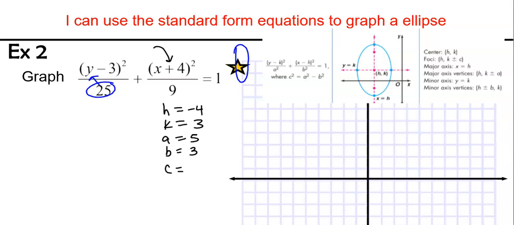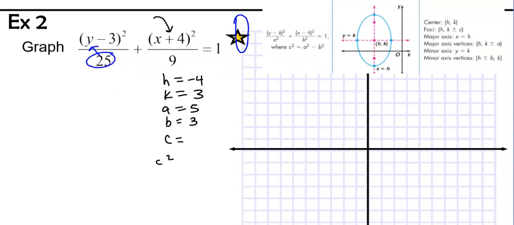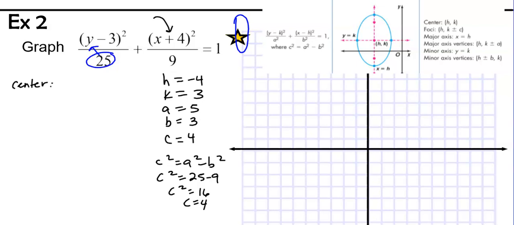And then C, we have a little bit of work to do. So remember, C squared equals A squared minus B squared. So C squared equals 25 minus 9. C squared then would be 16. So C is 4. So that's kind of nice. We end up with nicer numbers there. Okay. Then we can find the center. Center is pretty simple. Center happens at HK, so in our case, -4, 3.